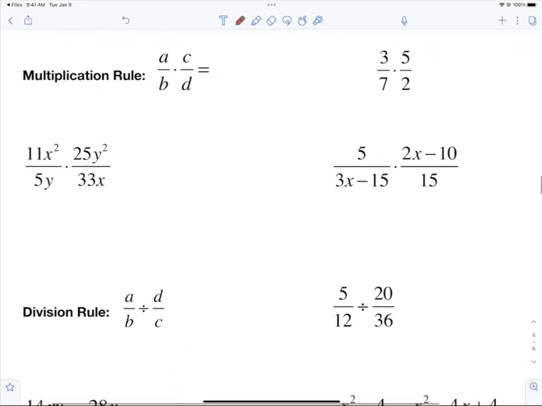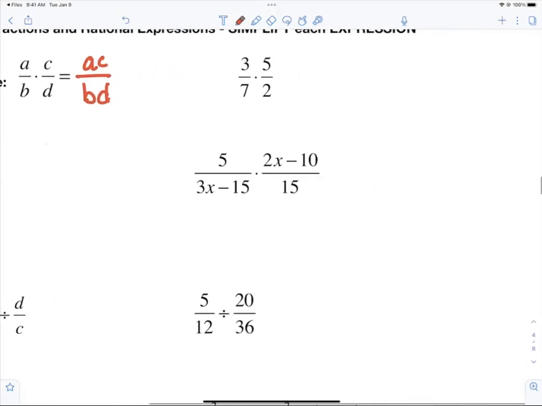Multiplying fractions, the basic rule for fraction multiplication is just multiply straight across. And then simplify the ratio, of course, using the skill from the previous video. So a basic example here, 3 times 5 is 15, 7 times 2 is 14. So there's your simplified fraction.